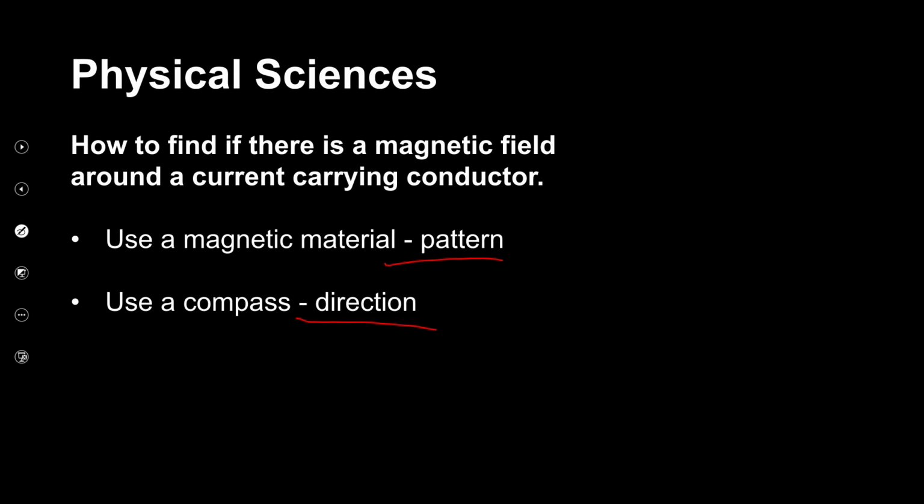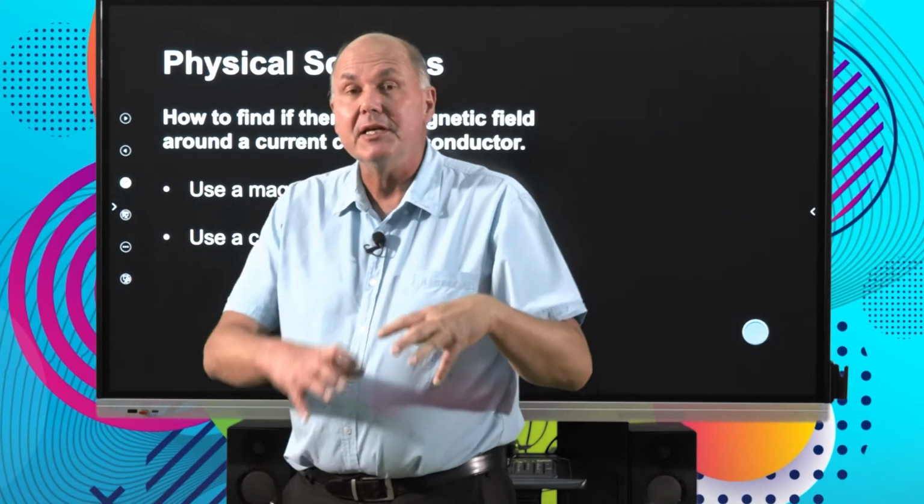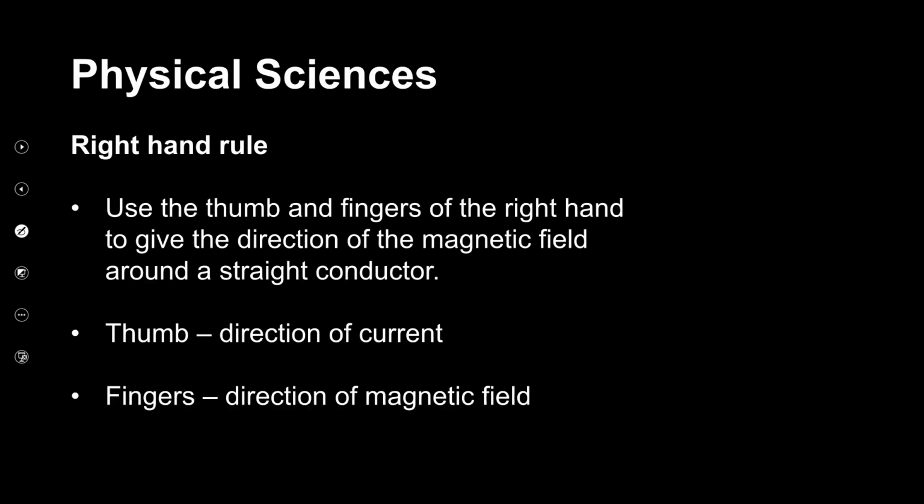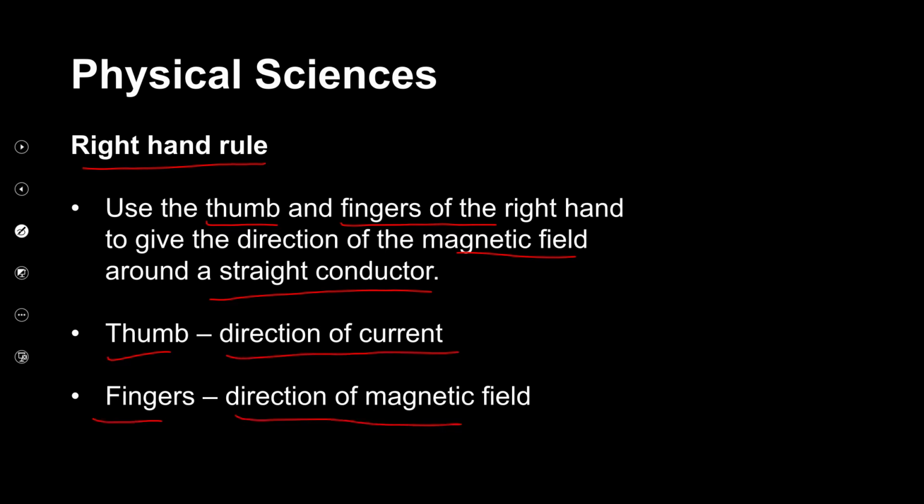Now, are you ready to investigate a little bit more and ask some questions about what affects this pattern around the current carrying conductor? Well, one of the things that we're going to do is to recognize that there is in fact a rule that will help us determine the direction of the magnetic field. And in this rule, known as the right-hand rule, we use the thumb and the fingers of the right hand to give the direction of the magnetic field around a straight conductor. The thumb tells us the direction of the current, and the fingers point in the direction of the magnetic field.